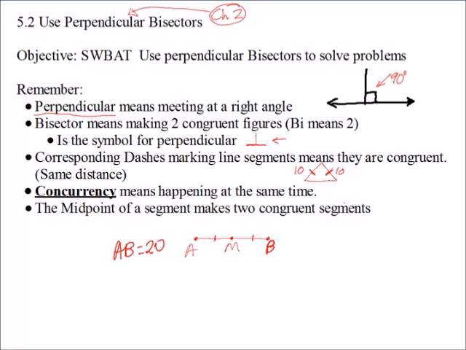Concurrency is just something you need to know is happening at the same time. And the midpoint of the segment makes two congruent segments. So I have AB. If I have AB and I know that AB is 20 and I know that M is my midpoint, then that means that AM has to be 10 and MB has to be 10. Next.